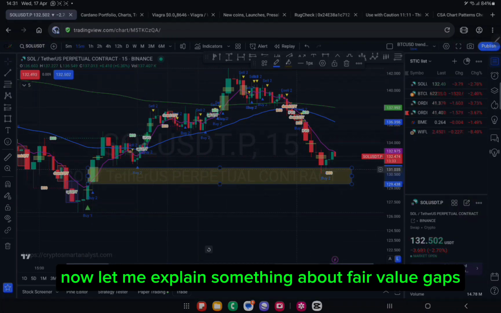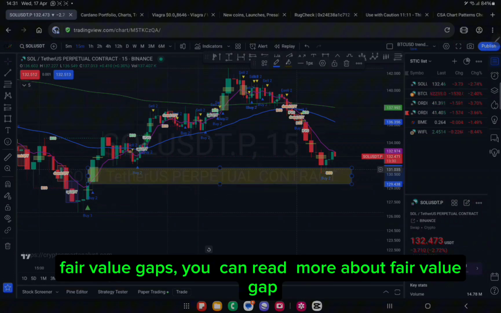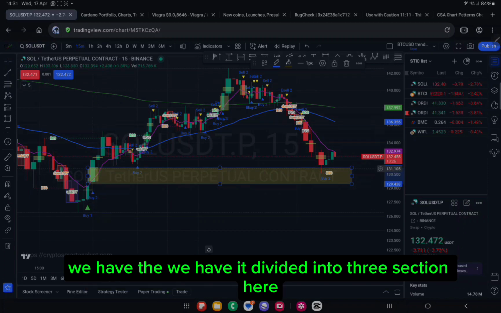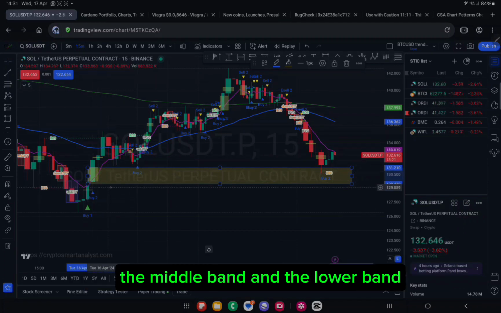Now, let me explain a bit something about fair value gap. You can read more about fair value gap, but just a quick explanation. It's divided into 3 sections here. We have the upper band, the middle band, and the lower band.